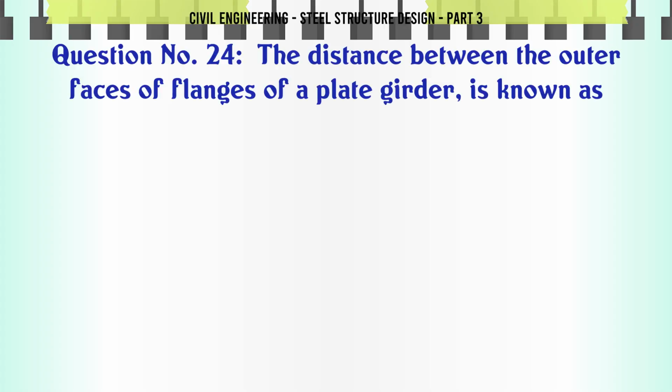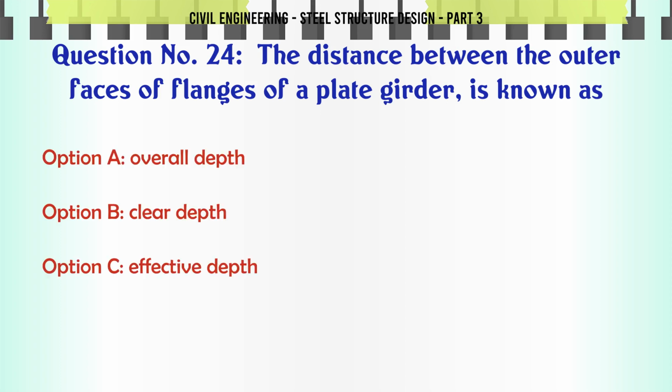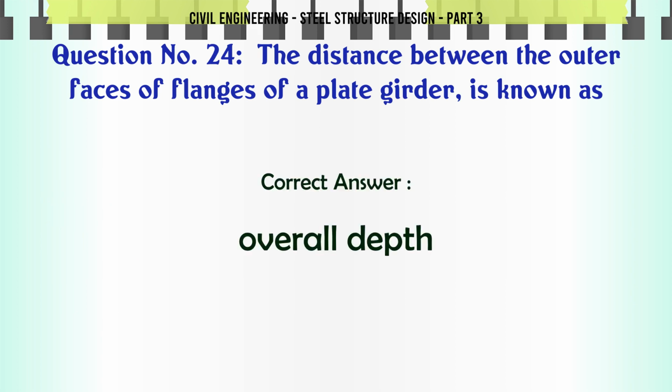The distance between the outer faces of flanges of a plate girder is known as A. Overall depth, B. Clear depth, C. Effective depth, D. None of these. The correct answer is overall depth.